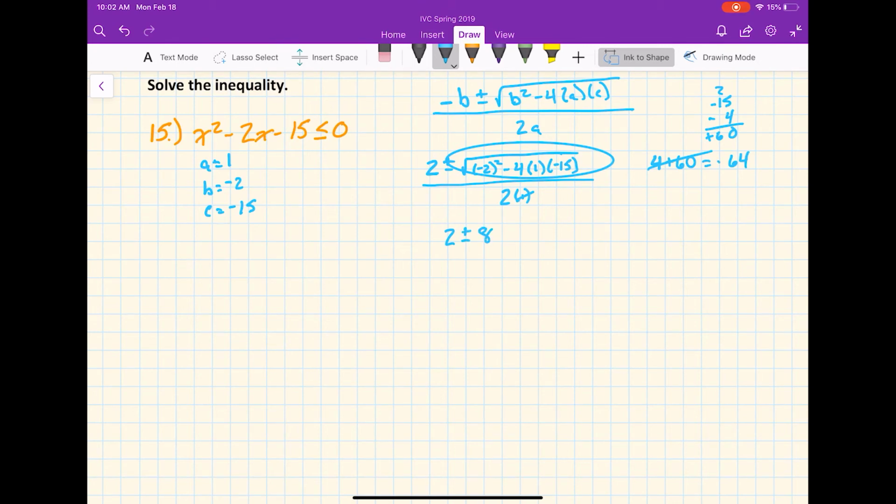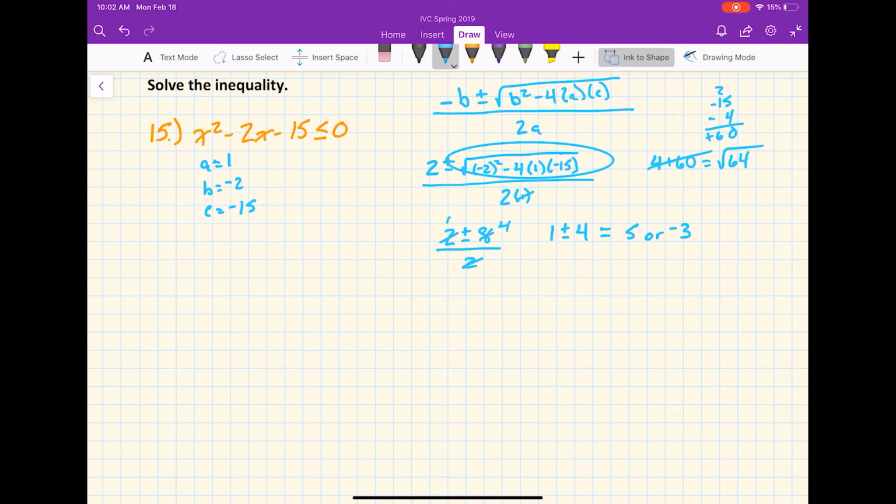So we have 2 plus or minus square root of 64, but that's 8, and that's all over 2. Then we can reduce this all down, so we can get rid of this 2. That 2 turns into a 1, this 2 or 8 turns into a 4. So I have 1 plus or minus 4. So that means this can either be 5 or it can be negative 3.